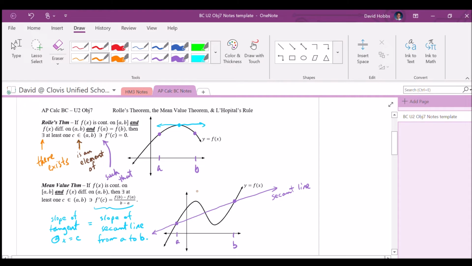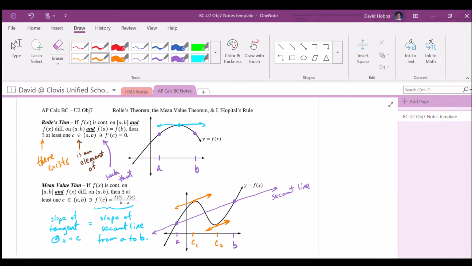I think I can see at least one here, so it looks like about right here. We get one. And it looks like we also get another one right about here. And so it's possible to have more than one. Now, it's more than likely you're just going to get one. But you're guaranteed at least one.